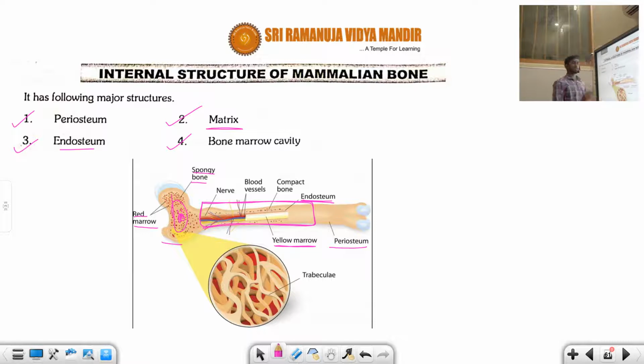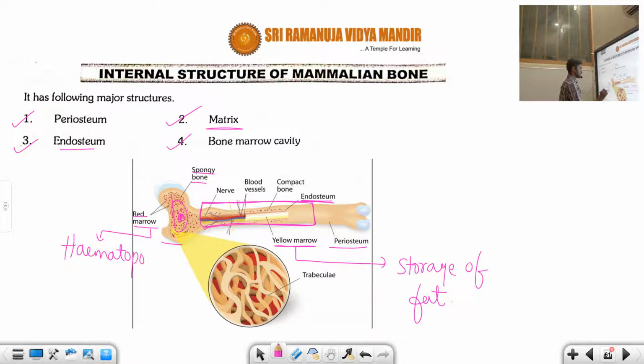The role of the yellow bone marrow is the storage of fat. What about the red bone marrow? The red bone marrow is hematopoietic in nature.